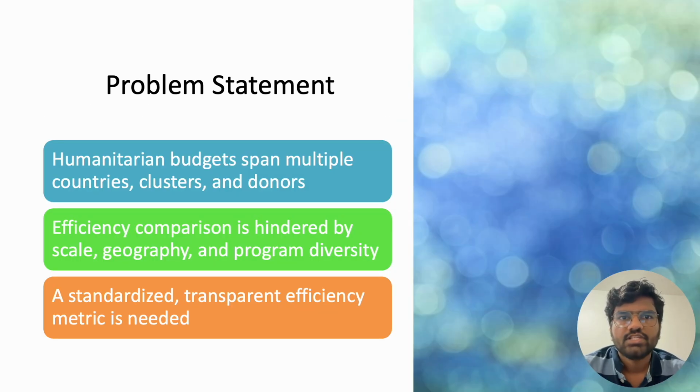Humanitarian funding operates across many countries, clusters, and donors. Because of differences in scale, geography, and program design, comparing efficiency across projects is extremely difficult. Today, there is no simple, transparent metric that allows decision makers to consistently evaluate efficiency. Our goal is to fill that gap.